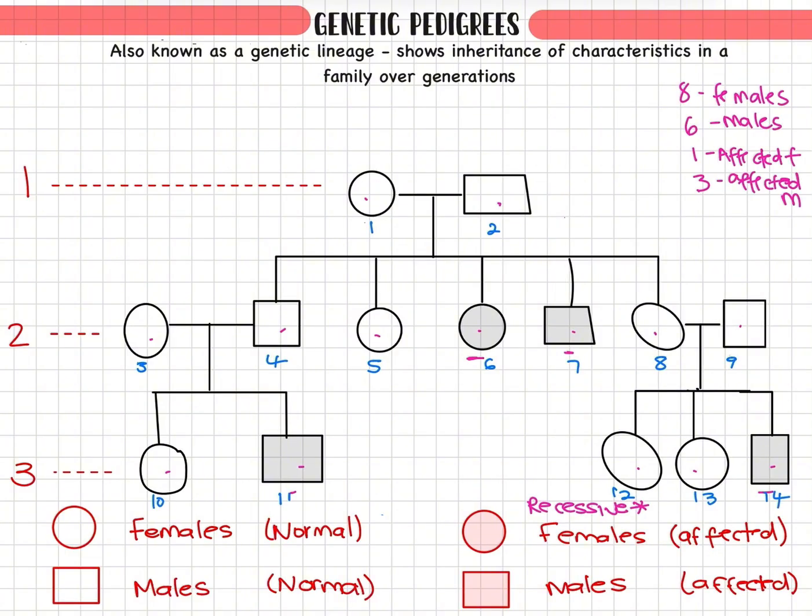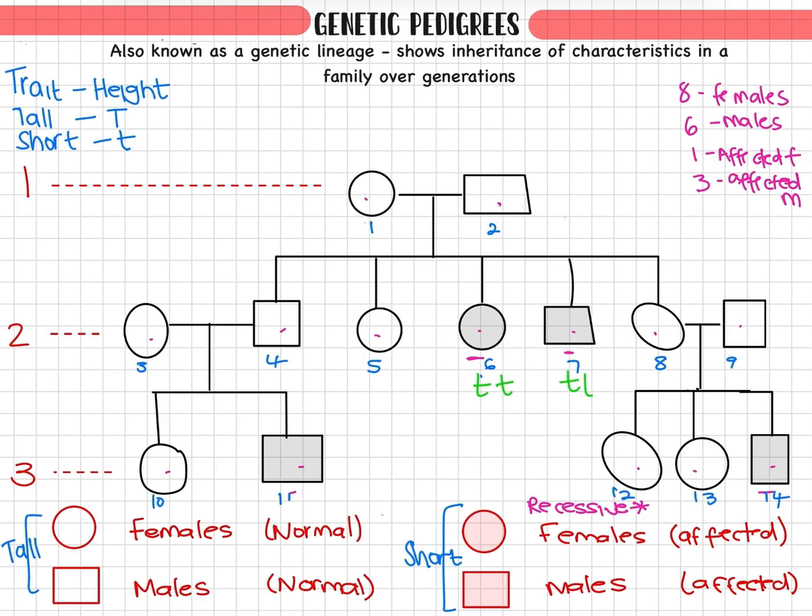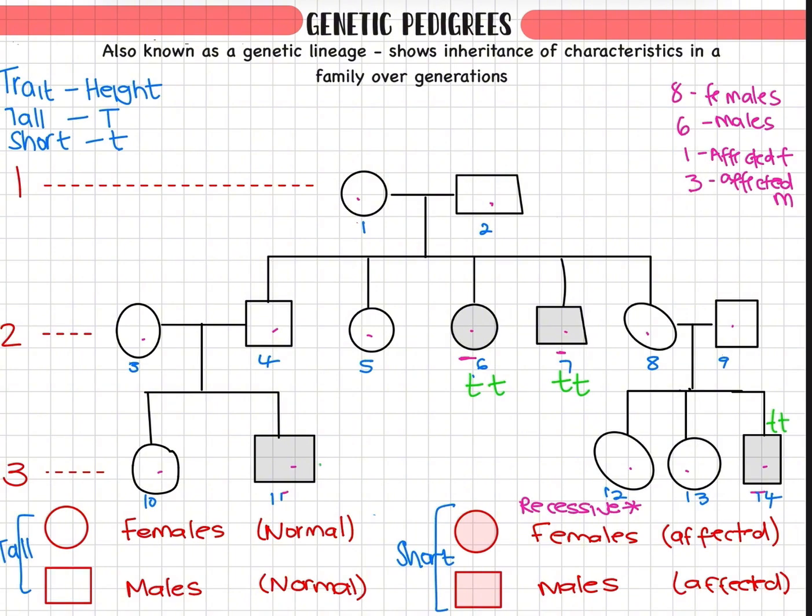So now let us decide on a trait. We can maybe decide on height and just say tall is dominant over short. This means that the shaded circles and squares represent short, and then the ones that are not shaded, they represent tall. Starting with the shaded individuals, they are homozygous recessive since short is controlled by a recessive allele.